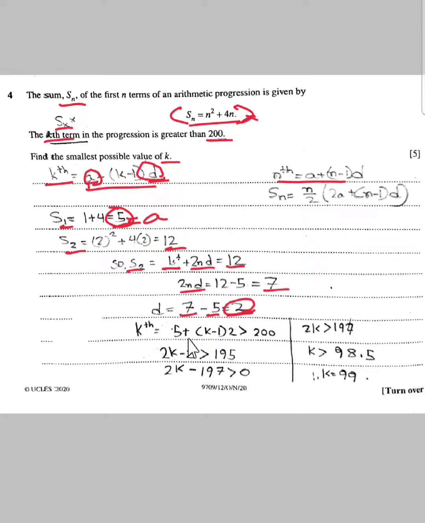So we place the values of a and d in this equation, and since the kth term is greater than 200, we have to place a greater than sign, then solve it to find the value of k, that is k greater than 98.5. That means the smallest possible value is k equal to 99. Since k is greater than 98.5, the smallest value is 99.